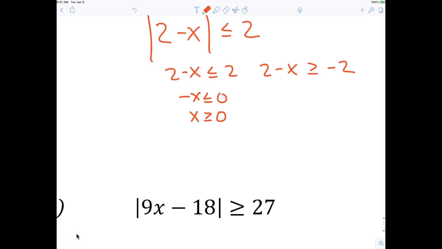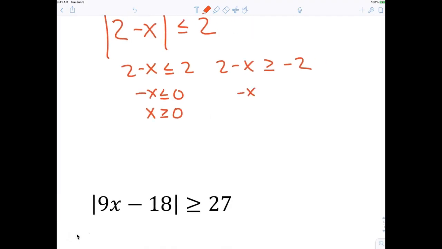Now, on this one, we would have negative x is greater than or equal to negative 4, so x is less than or equal to 4. So we're going in the same direction or opposite direction? If we're greater than 0 and less than 4, same direction. Do you agree? So in this case, we have bracket 0, 4. Now, if you're still not understanding that, what should you draw?